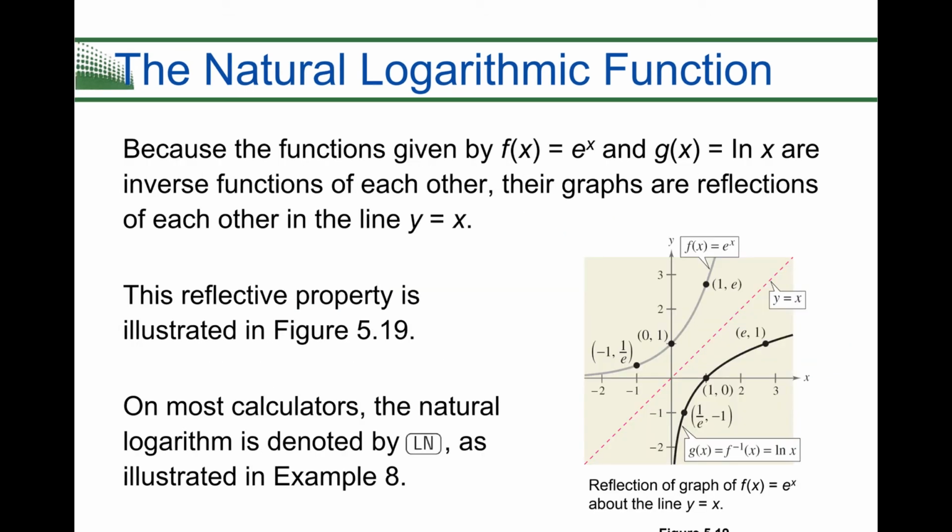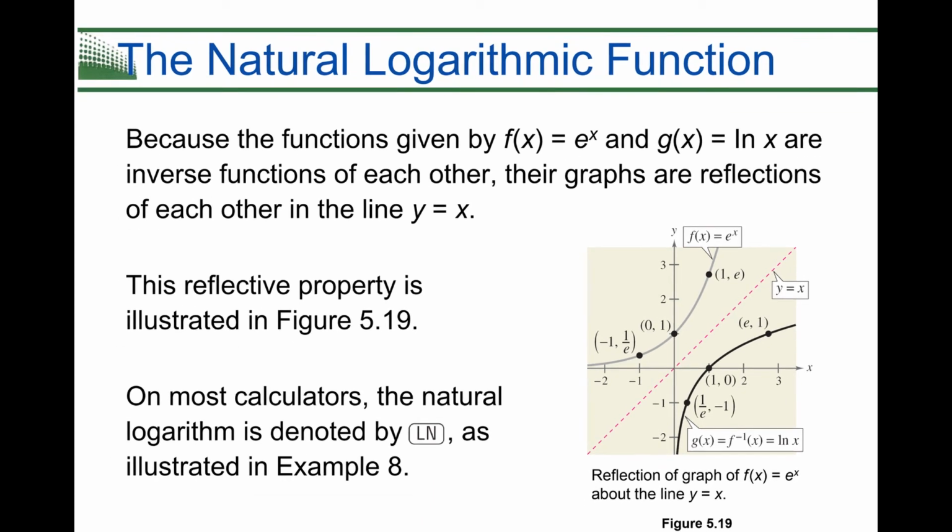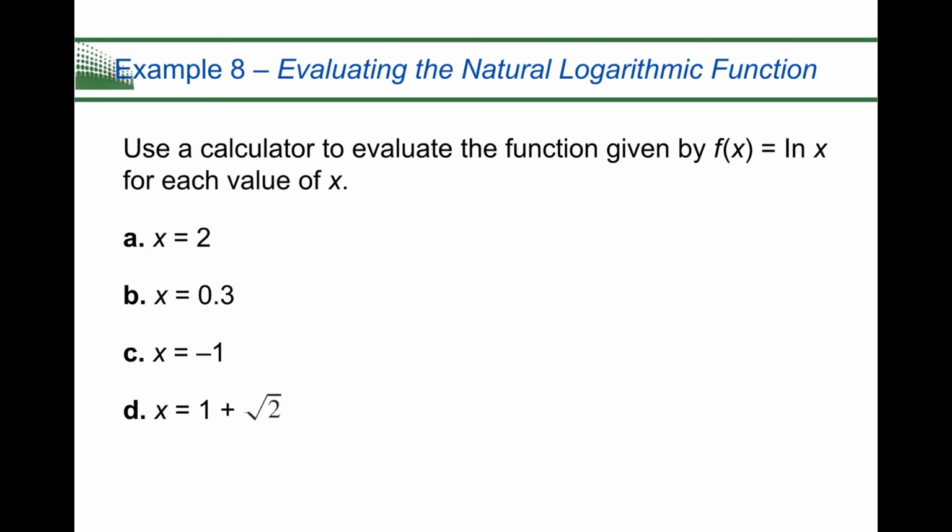And because the functions given by f of x and g of x are inverses, you can see that they are reflected over y equals x. This is the reflective property. On most calculators, the natural log is denoted by ln using its own button. So let's make sure we know how to use that button. Again, grab your handy dandy calculator. I would use your scientific one that you plan on using for most of this chapter so you become familiar with it. And we're going to play around a little bit.